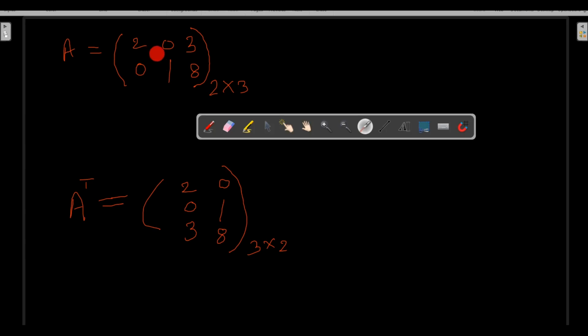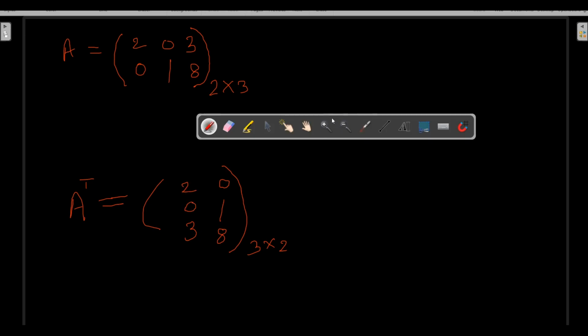Now, how to find the transpose of this? First of all, we look at the first row. The first row is 2, 0, 3, so 2, 0, 3 will be the first column. The first row becomes the first column and the second row becomes the second column. As soon as we interchange the rows and columns, we get the transpose.